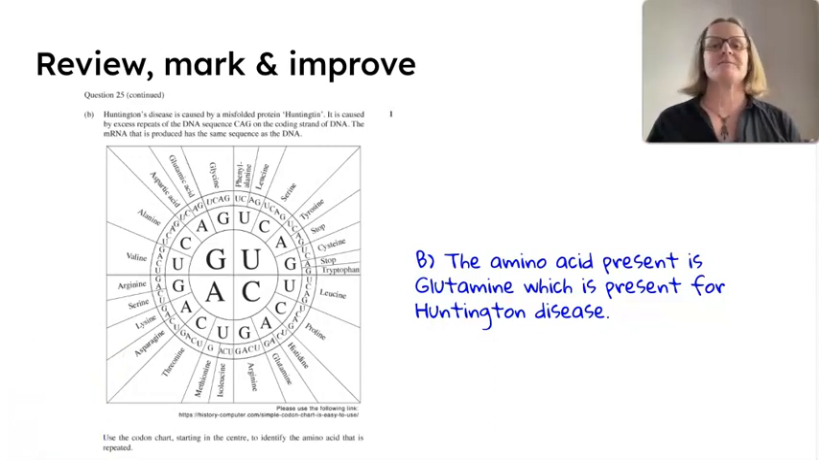So what did you decide? Are they right? They are right. They say glutamine, and that is CAG there on the chart. One thing I would say is they have written a lot. For an identify question, they only needed to say the word glutamine. So save themselves some time if they wanted to.